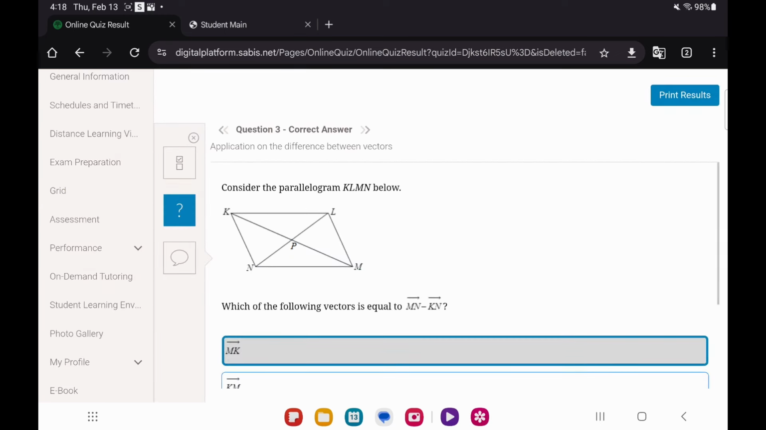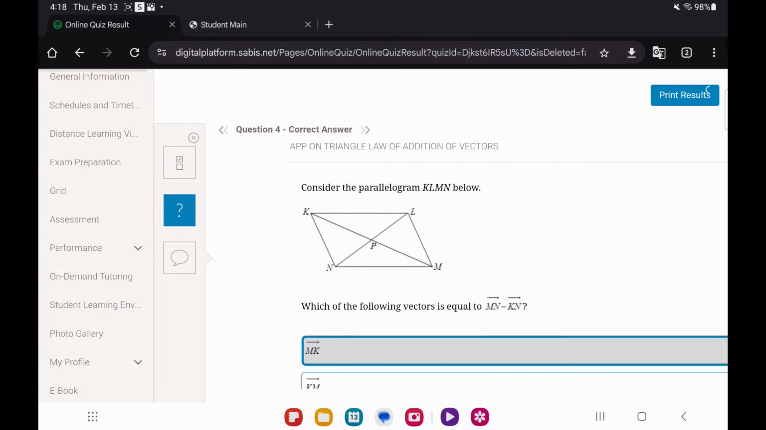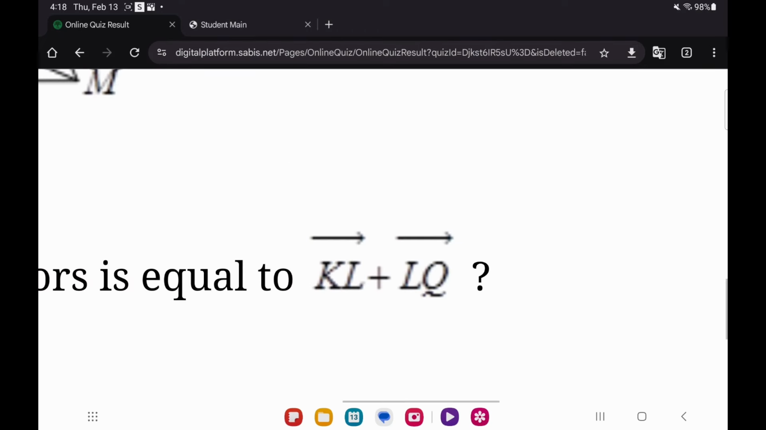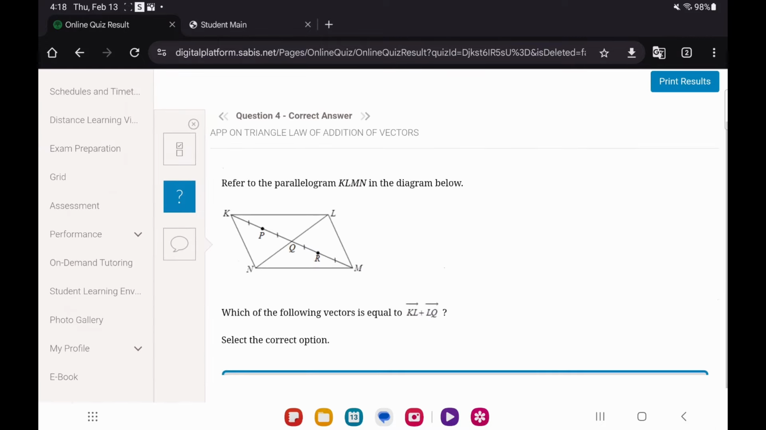So that's your answer. Question 4. Question 4 is the same thing. Here we have L, that's common, so cross it out, then you get KQ, and that's your answer. KQ.